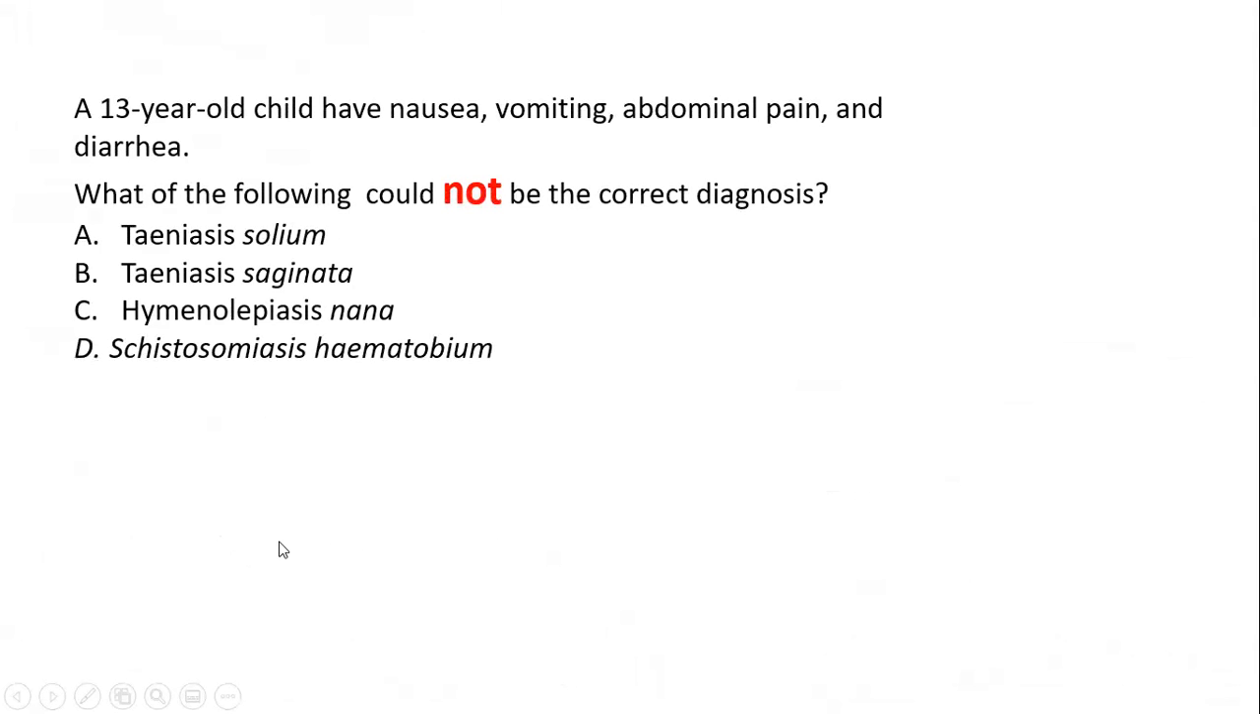Then let's see this question. A 13-year-old child has nausea, vomiting, abdominal pain, diarrhea. Which of the following could not be the correct diagnosis? Taenia solium, saginata, Hymenolepis nana, Schistosoma haematobium. Negatively worded questions are not accepted.